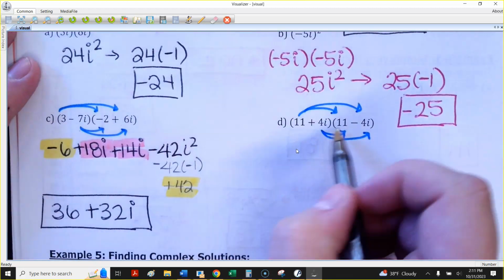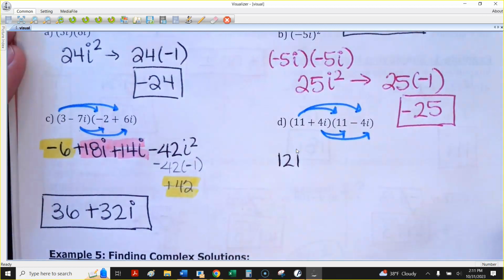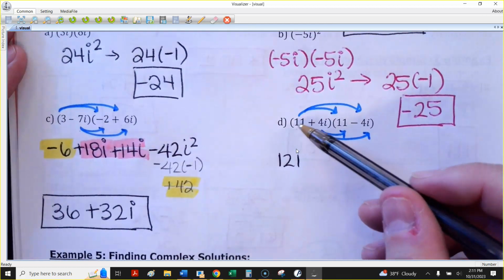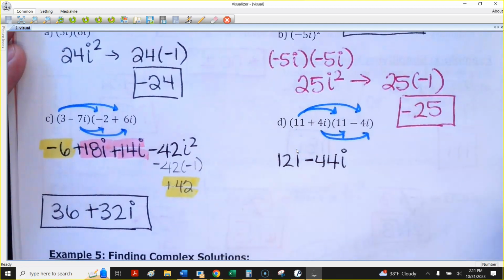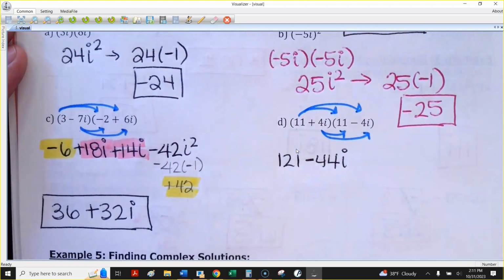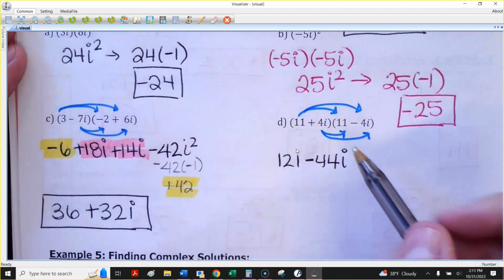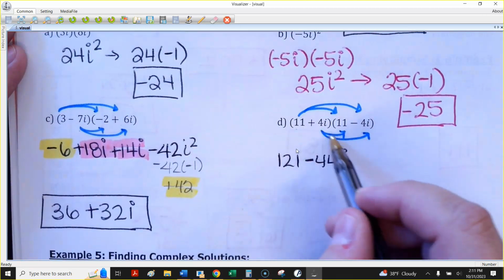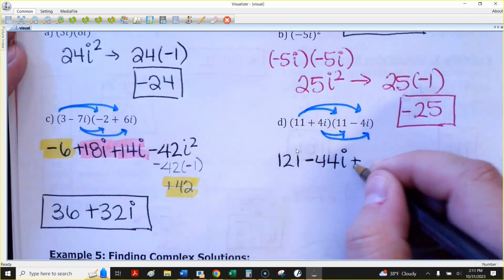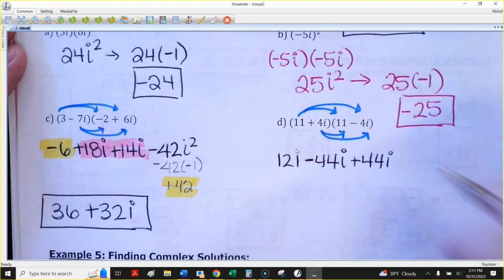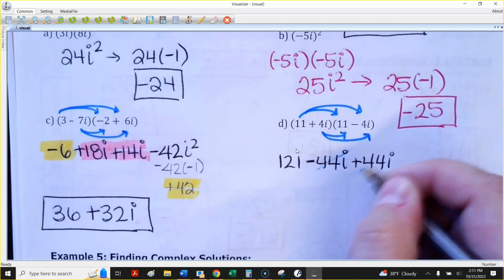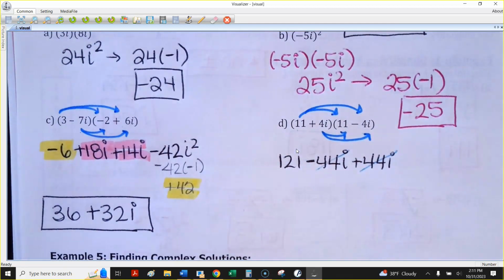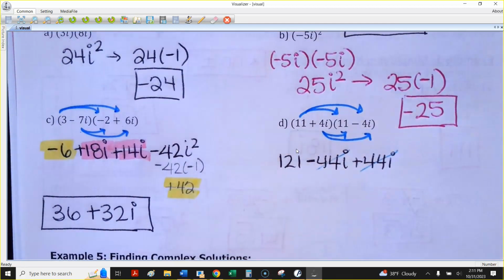11 times 11 gives you 121. 11 times that -4i is -44i. Now, because these are identical except for the sign in between, what's going to happen here? In the middle, 4i times 11, I'm going to get plus 44i. So in this case, the terms in the middle actually cancel each other out. So those would add up to 0. I've got a negative 44i, positive 44i, combine those at 0. I still have the 121.